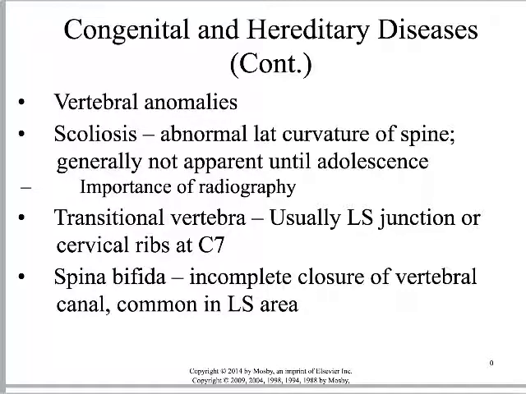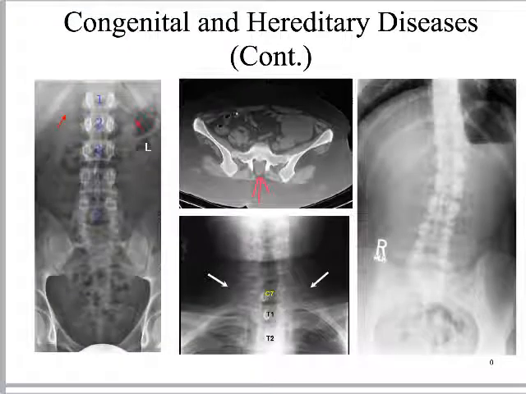Finally, spina bifida is a congenital anomaly in which we have a failure to close the vertebral canal. And this often, again, happens at the area of the lumbar sacral spine. So here are images demonstrating each one of these.